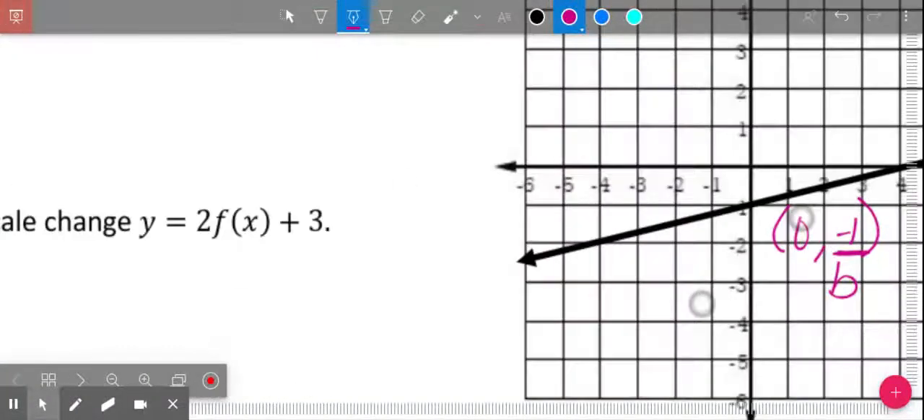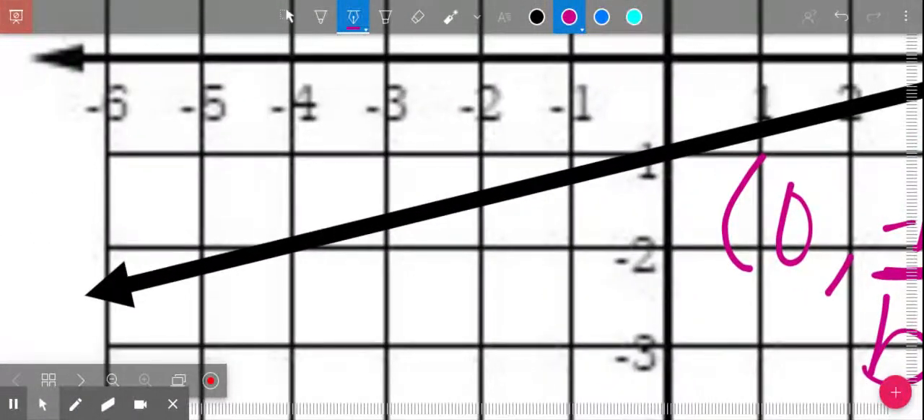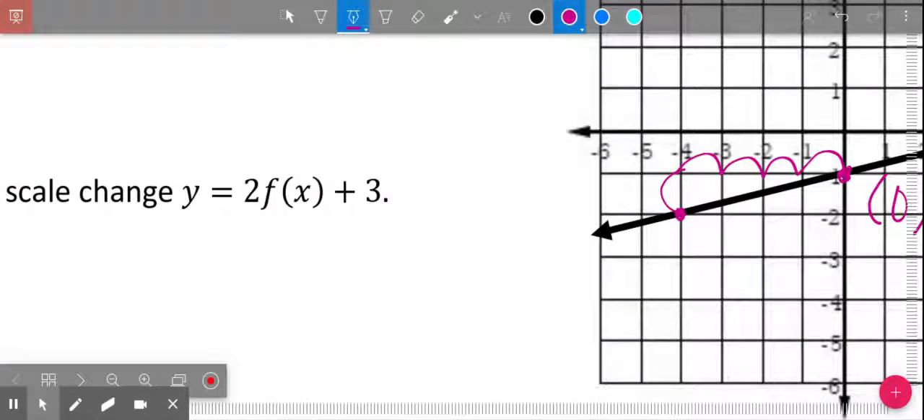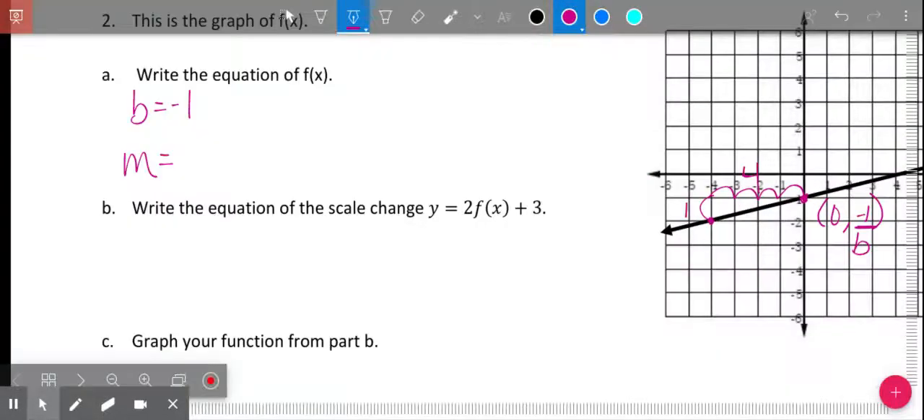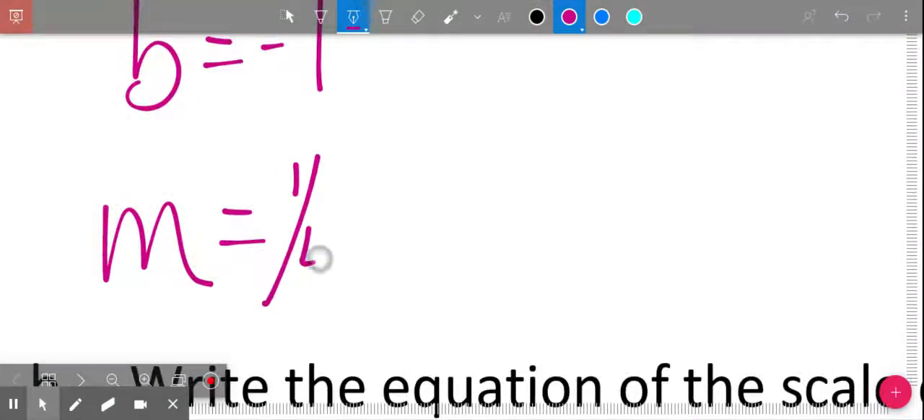If I look at this, for slope, I check the rise over the run. So I find 2 good points. I rise 1, and I run 1, 2, 3, 4. So that means my rise was 1, my run was 4, so my slope is going to be 1/4.